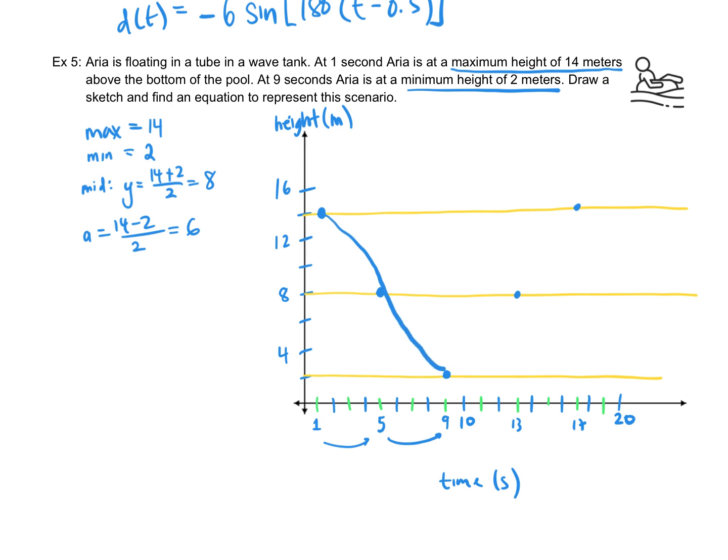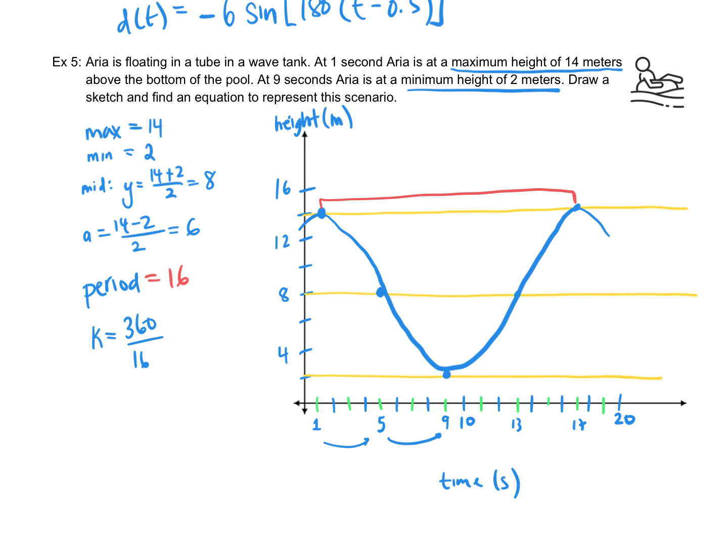I'm going to connect my dots. I know this will come down a little bit, and this will also head downwards. And there we are. So now, for my period, I'm just going to consider my period from max to max. So from 1 to 17 seconds, that's 16 seconds, which means my k value should be 360 divided by 16, which is 22.5. Now for my starting point, I'm going to use this midline point, although I can use this one as well. I'm just choosing the closer one, which means there will be a reflection.